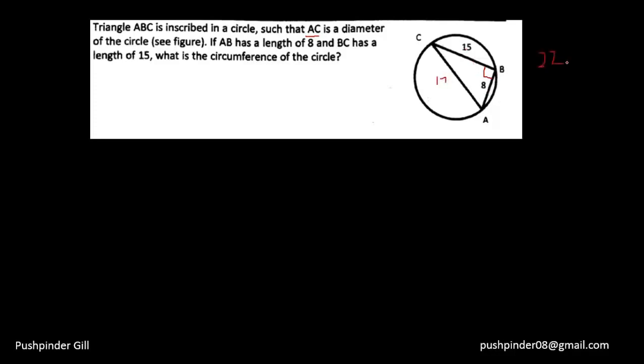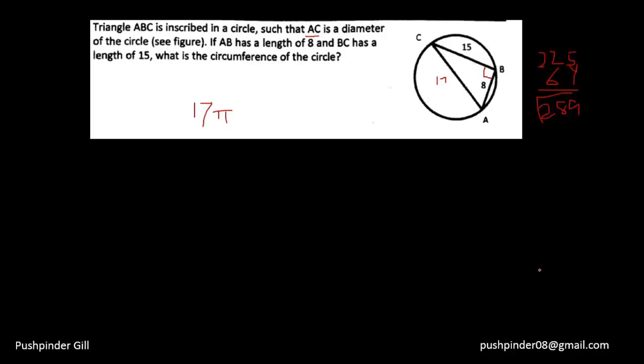You can very well confirm: 225 plus 64 will actually give you 289, and the square root of that would be 17. So this is 17, and what is the circumference of the circle? Very well, it's 17 pi, right? Which is 2 pi r or pi d. So you didn't actually need to do anything in the question. You just need to know that if you make any triangle with the diameter as the hypotenuse, then it will always make a 90 degree angle at the other vertex.